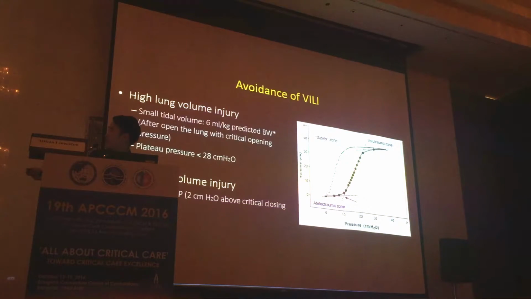We know that this is the zone that could be at risk for volutrauma when we ventilate the patient with a very big tidal volume. And this is a zone where atelectrauma could happen if we don't open the lung as much as we can. So we try to ventilate the patients on the deflating limb of the PV curve, just above the critical closing pressure, and try not to touch the upper inflection point, with a low tidal volume and limited plateau.